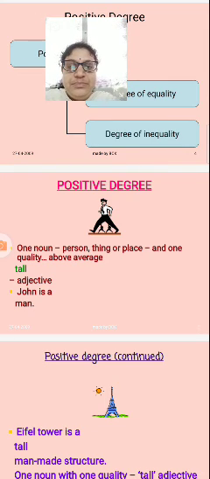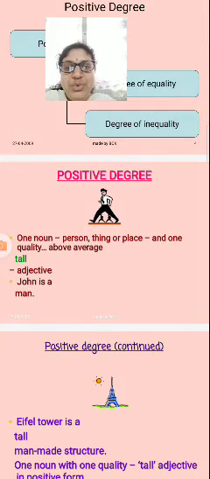One noun, person, thing or place, and one quality above the average. Positive degree is one noun: we have to see one noun, person, thing or place, and one quality. Suppose, here, the example is tall. Tall is the adjective here. I have shown it in the figure for you, for understanding.